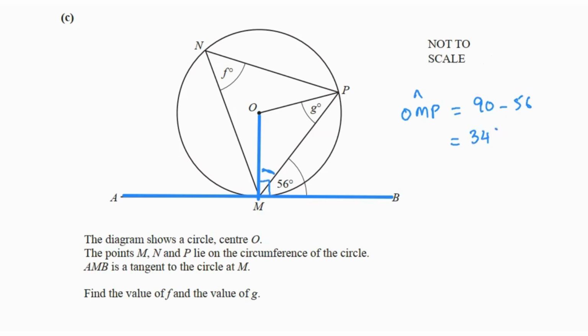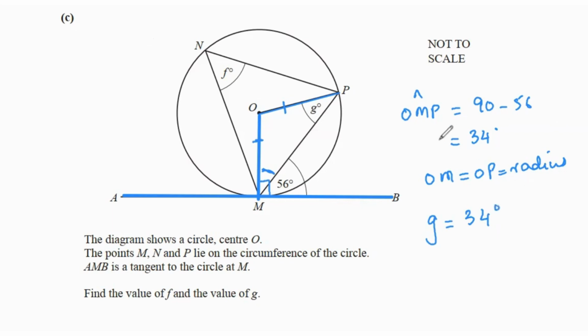Now, another thing you need to remember is that this line is going from the center towards the circumference, which means OM is the radius. Same case for OP, it's going from the center towards the circumference. So OM equals OP, which equals the radius. So that means this line is equal to this line, which means this angle is going to equal this angle. Hence, G equals 34.